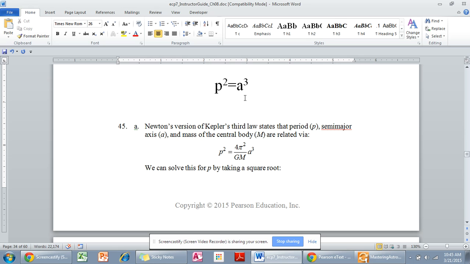Now, Kepler's third law really only helps us when we're talking about two different objects, one object being really massive and the other object being pretty small. So an example of that would be planets orbiting around the sun. However, it does not help us at all when we talk about the different moons and things like that. So that's where Newton's version of Kepler's third law comes into play.